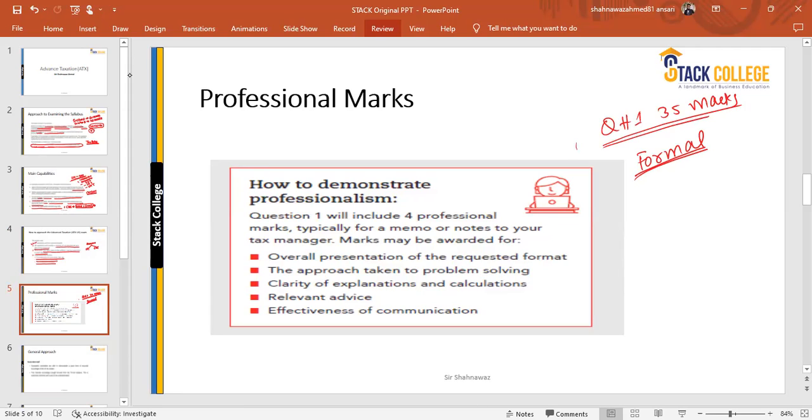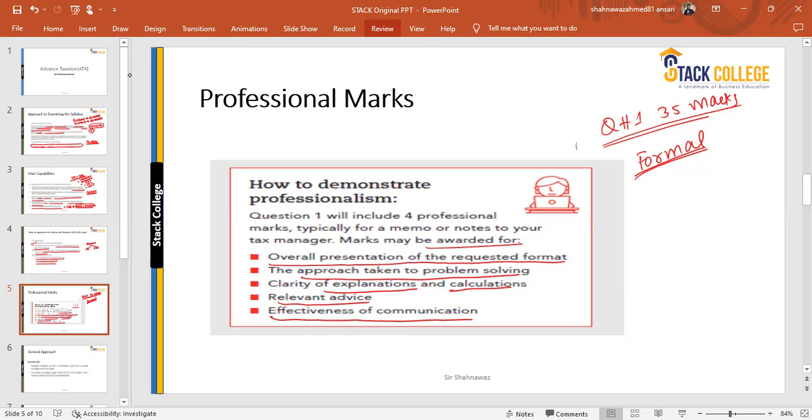The 4 marks are awarded on the basis of overall presentation of the requested format, the approach taken to problem solving, clarity of your explanation and calculation. Your calculation must be legible, your explanation must be clear, your advice relevant, and your communication effective. For example, if you are not following the format, like the straight A part, then B part, then C part, and D part, and the calculation is haphazard, then a few marks will be lost.